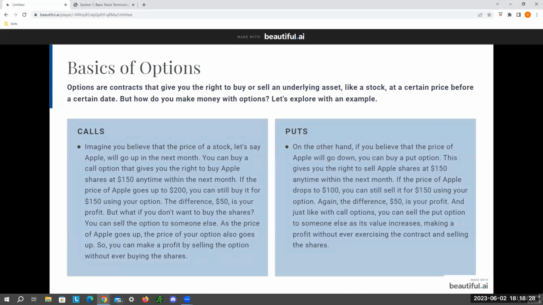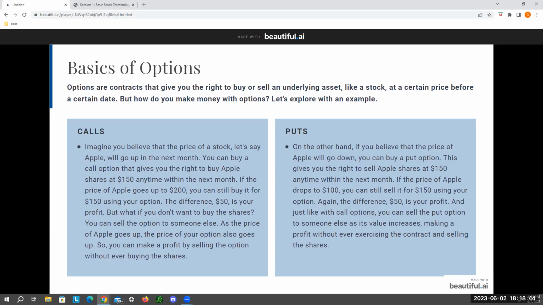All right, basics of options. Like I said, options are contracts that give you the right to buy or sell an underlying asset, 100 shares to be exact per contract, like a stock at a certain price before a certain date. Remember, the strike price before expiration. But how do you make money with options?